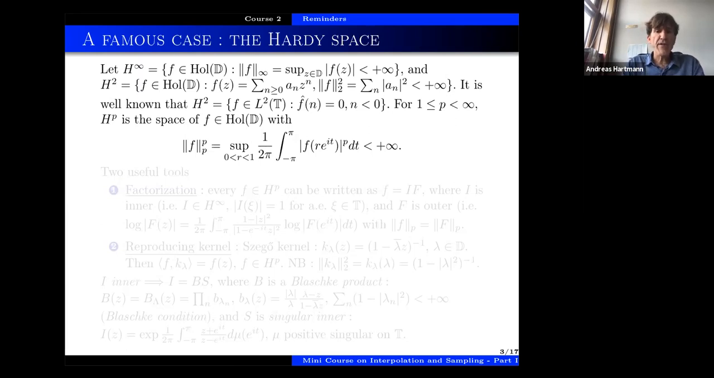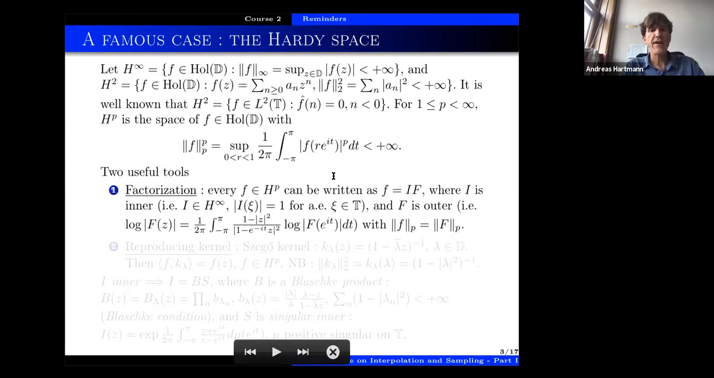In the Hardy space, we have two useful tools. The first is factorization. So there was a course, I think, on Hardy spaces. So this is rather a reminder for those who have followed the course on Hardy spaces.